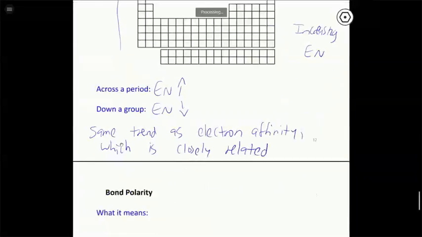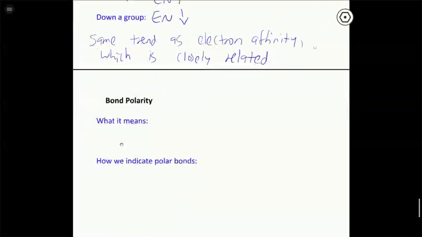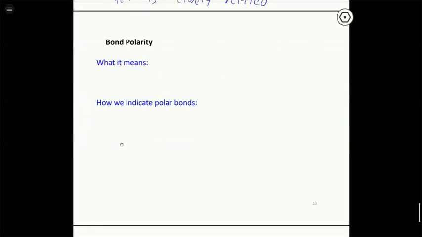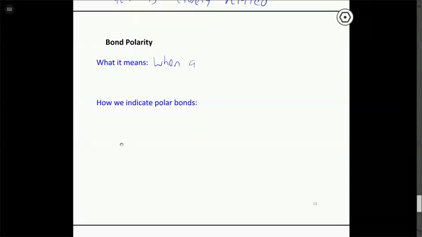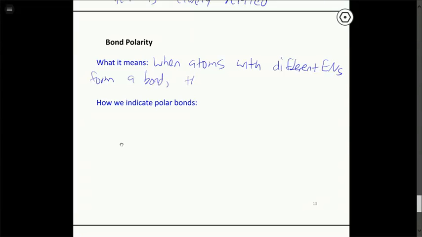All right, and so this introduces a topic called bond polarity. And so as I mentioned, when two atoms are bonded to each other, they don't necessarily share the electrons equally, and this occurs when the electronegativity values are different. So when we have two atoms bonded to each other with different electronegativities, so EN is the electronegativity, and when these two atoms form a bond, the bonding pair, or pairs, depending on if it's a single, double, or triple bond, the bonding pairs are shared unequally.